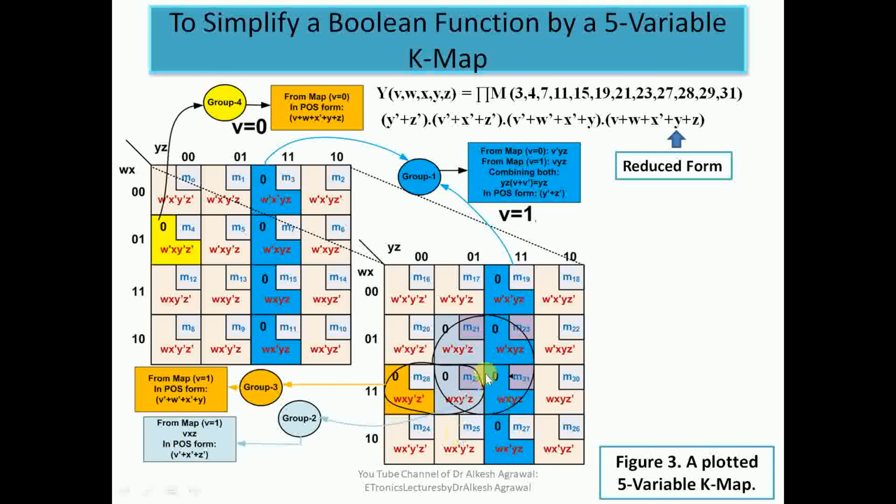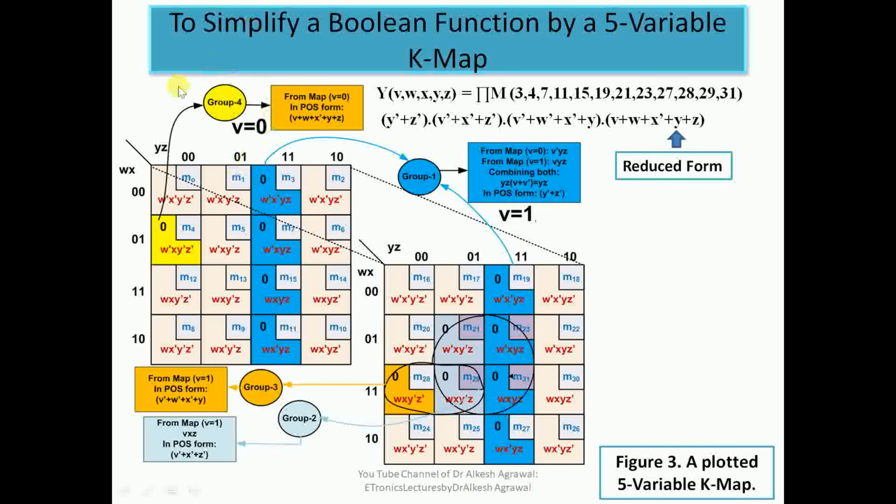For group 3, again this is confined to v equal to 1, so we get v bar, and w and x are fixed, so we have w 1 and x 1, so what we get is w bar or x bar. And if we concentrate on these two columns, z is changing and y is fixed, and y is equal to 0, so we get y. So ultimately what we get in reduced form is v bar or w bar or x bar or y.